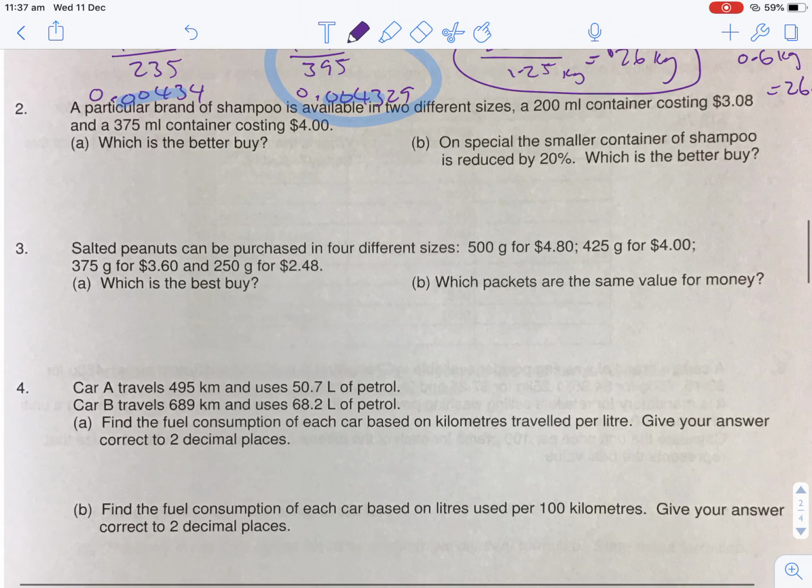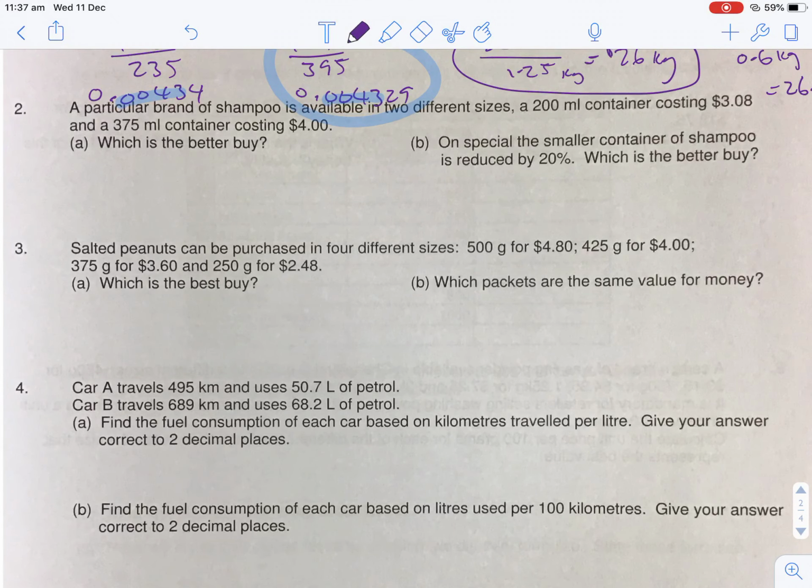Okay, if we did the next question, question 2, a particular brand of shampoo is available in 2 different sizes, 200 mils or 375 mils.